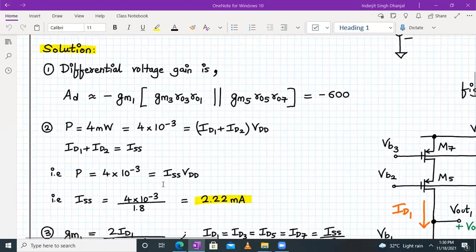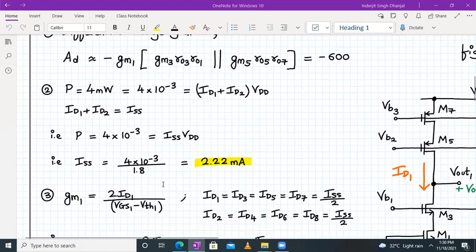So that's what we have written over here. Power is equal to 4 milliwatt, which is ID1 plus ID2 into VDD. But ID1 plus ID2 will be equal to ISS, right? And power is given as ISS into VDD. So ISS can be found out as 4 milli divided by 1.8.